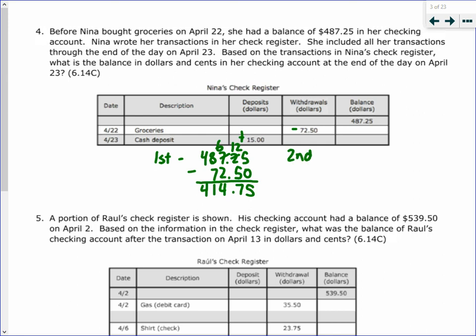We're going to use our new balance and then add $15. And that will be our end balance. So $429.75 would be our final balance at the end of the day on 4/23. All right, let's take a look at number 5.